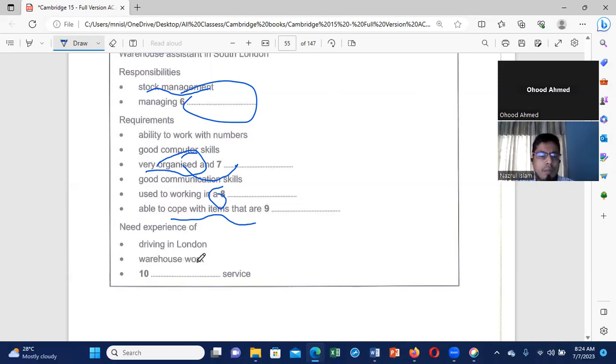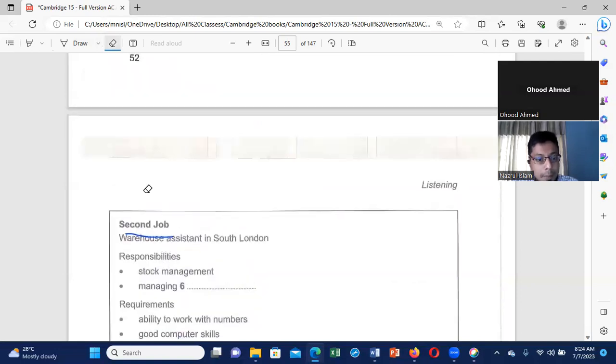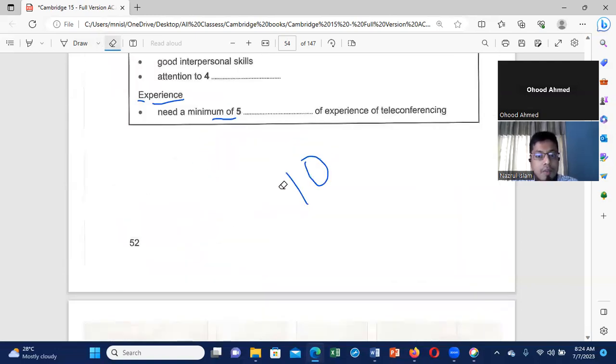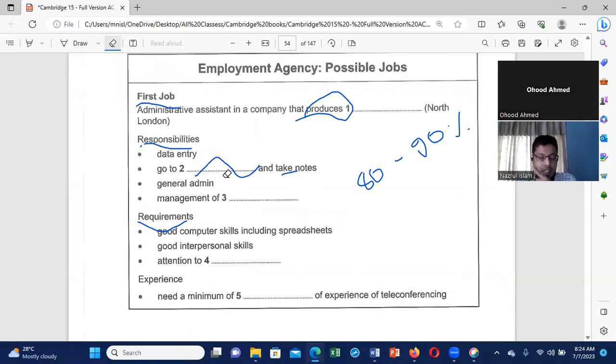Need experience driving in London, warehouse, something service. You can easily think when you talk about service, the word that comes is customer service. Automatically, it does come. Now I'm going to play the audio. Your job is to solve the questions by yourself. But in the meantime, in the IELTS listening exam, you will do three things together. You will listen, you will read, and you will write. But don't panic.